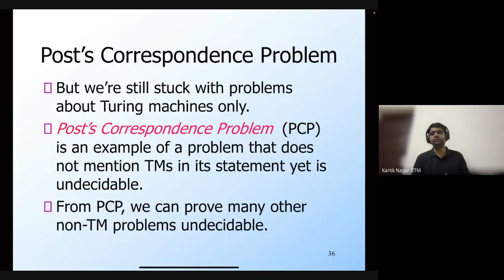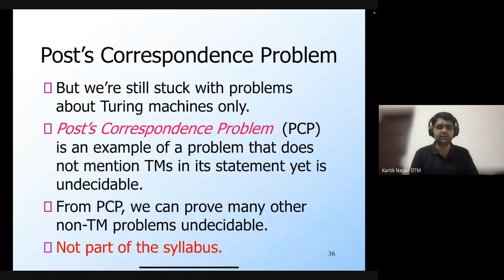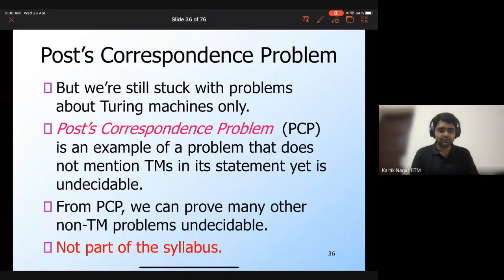From PCP, we can prove that many other non-TM problems are also undecidable. As I said, one of the examples I gave was the equivalence problem of CFLs, which you can prove is undecidable. Similarly, you can also show that the ambiguity problem is undecidable, and so on. So I'm going to leave this topic here. It's not part of the syllabus, but if you're interested, you can take a look at it.